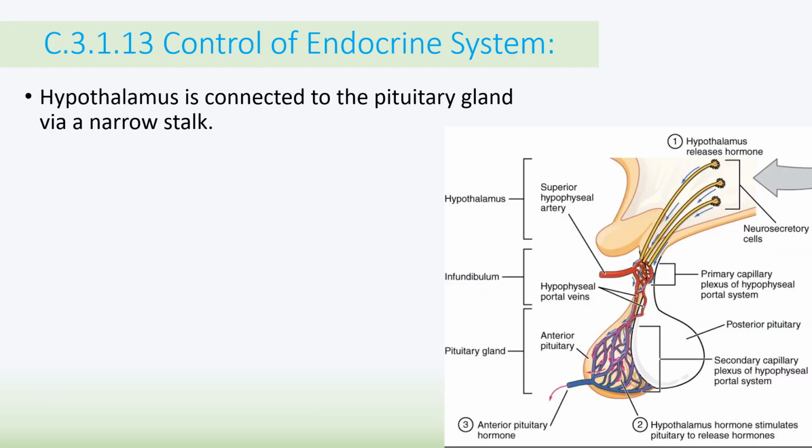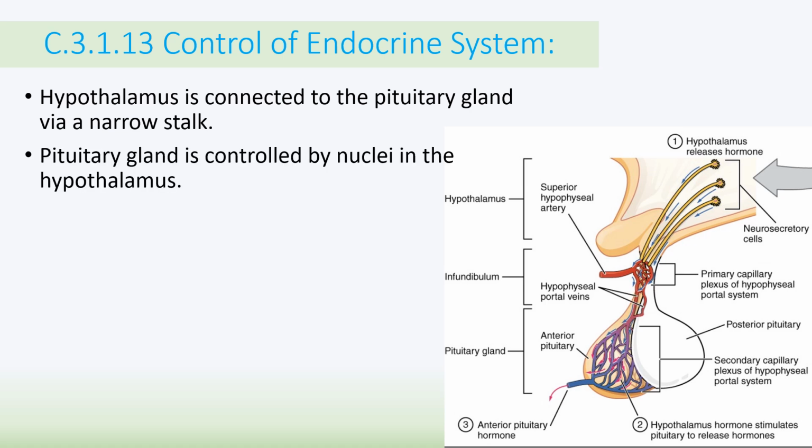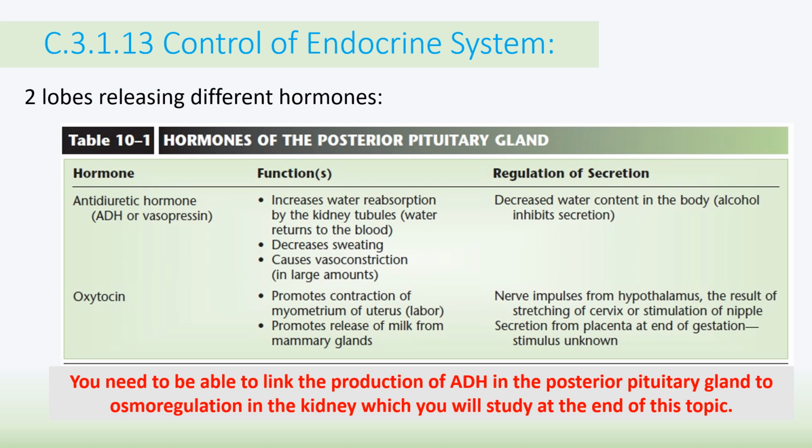So the hypothalamus is then connected to the pituitary gland via a narrow stalk, so you can see it here, and it's controlled by nuclei in the hypothalamus. Different nuclei activate the different bits of the hypothalamus to release different hormones. The hypothalamus then triggers either the anterior or posterior areas of the pituitary gland, which are two different lobes releasing different hormones.